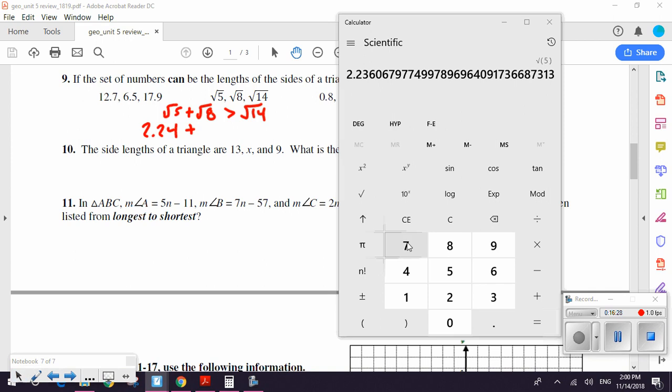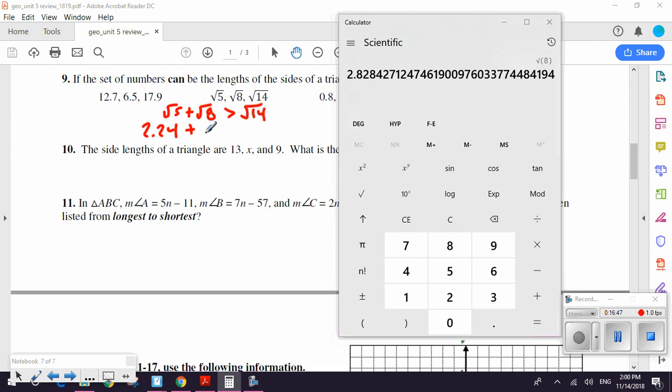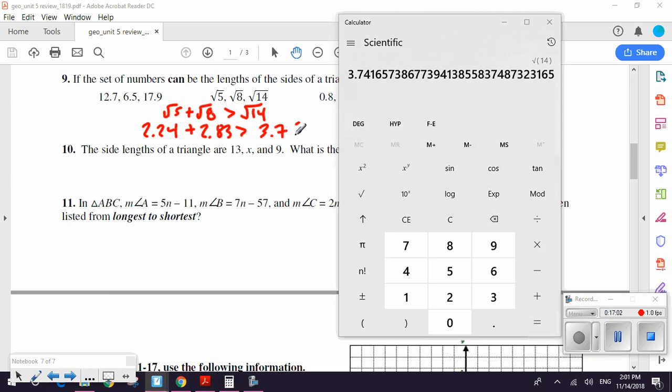The square root of 8 is, sorry, my computer is moving a little slow, is about 2.83. Let me try that again, just to be sure. Yes, 2.83. And then the square root of 14, it's about 3.74. Oops, 4.